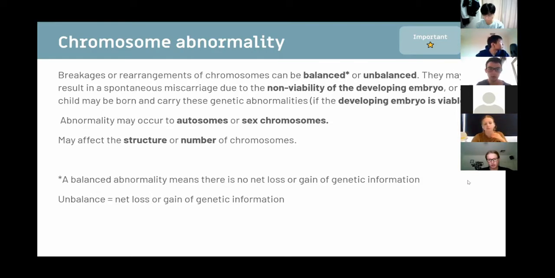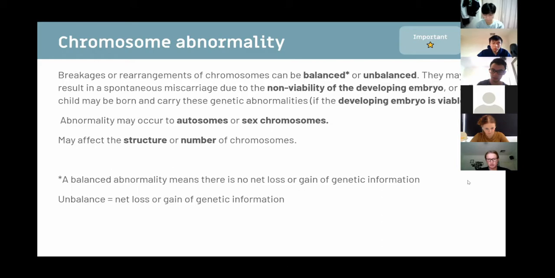So breakages or rearrangements can be balanced or unbalanced, and they may result in spontaneous miscarriage due to non-viability of a developing embryo. The embryo needs certain genetic material, certain proteins, certain enzymes to survive. Or the child may be born and carry abnormalities if the embryo is viable. So usually a balanced rearrangement will lead to a viable embryo.